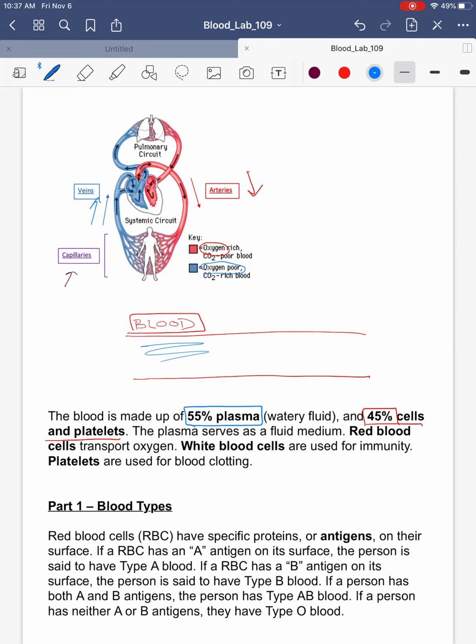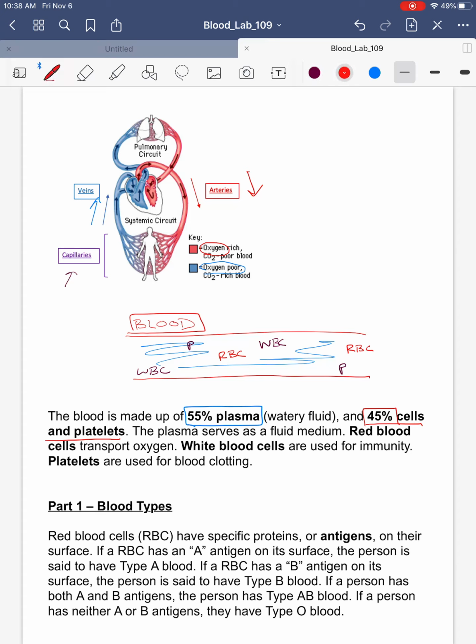So imagine we have this fluid, right? And we need the fluid in the blood because that's the transport medium. So of the 45% cells, we have red blood cells. I'm going to put the white blood cells as purple just so they stand out more. We have white blood cells. And then we have things called platelets. Make sure you review the function of each.